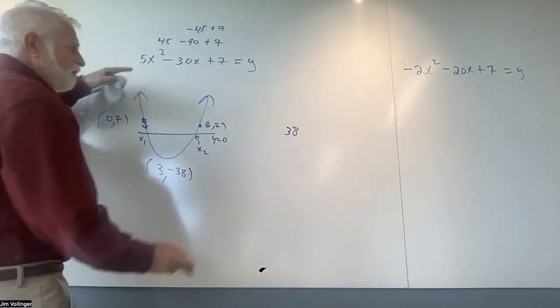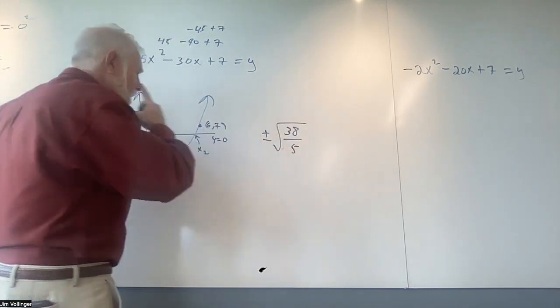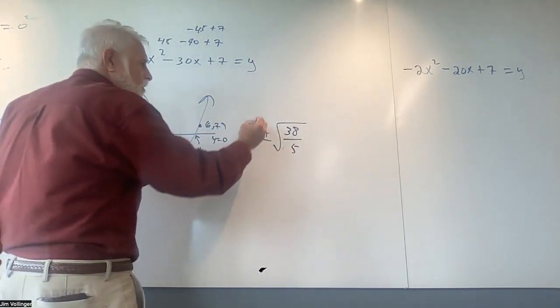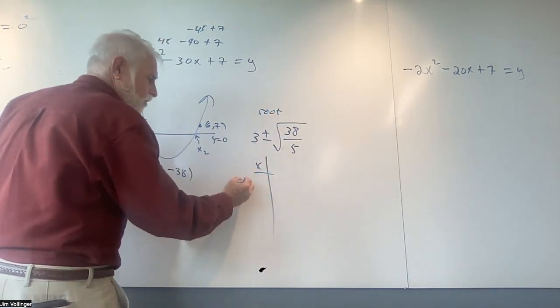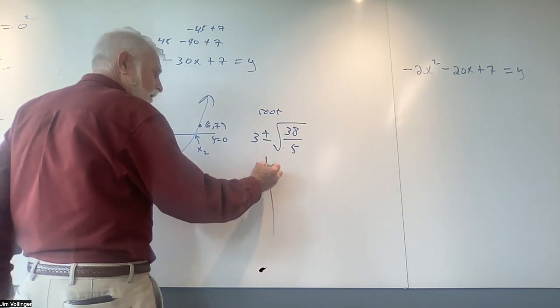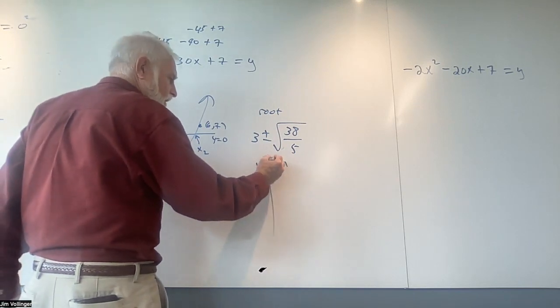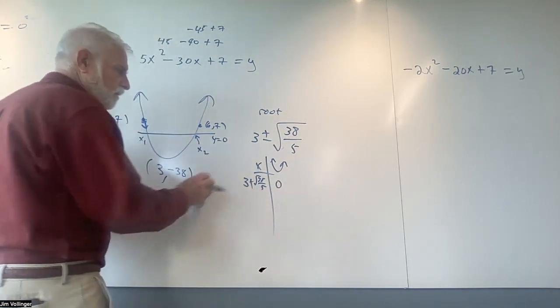I got a multiplier of 5. So I'm gonna divide by 5. I know I got the plus minus square root, and I'm measuring from 3. Those are your roots. Those are your x values. 3 minus root 38 over 5 in this function, in this cup-shaped graph, produces a 0, and then 3 plus also produces a 0. Right?